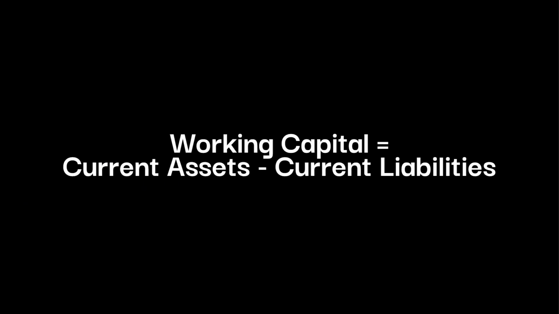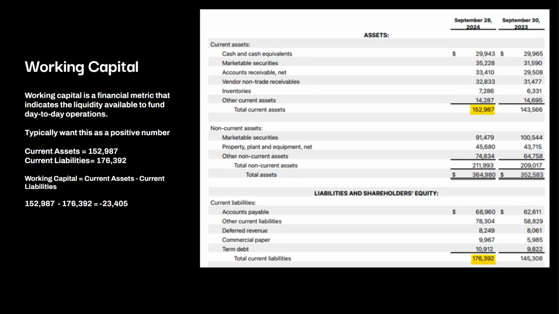Now we have working capital. So again, it uses current assets and current liabilities. This time we just subtract them. Working capital is a financial metric that indicates the liquidity available to fund day-to-day operations. Very, very similar. This time we subtract the 2 numbers, and you can see we have a negative 23,405. We want to have a working capital in the positives.